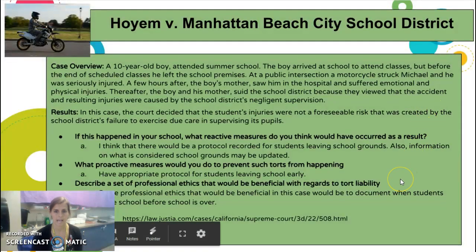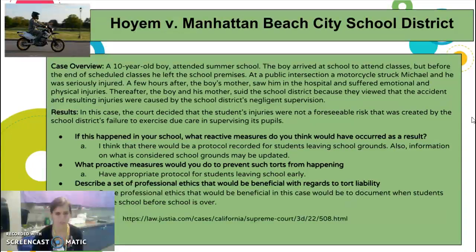Home versus Manhattan Beach City School District. This was a case where a kid went to summer school. He left summer school early, and he got hit by a motorcycle and had major injuries occur. In this case, the result was the court decided that the student's injuries were not a foreseeable risk that was created by the school district's failure to exercise due care in supervising its pupils.